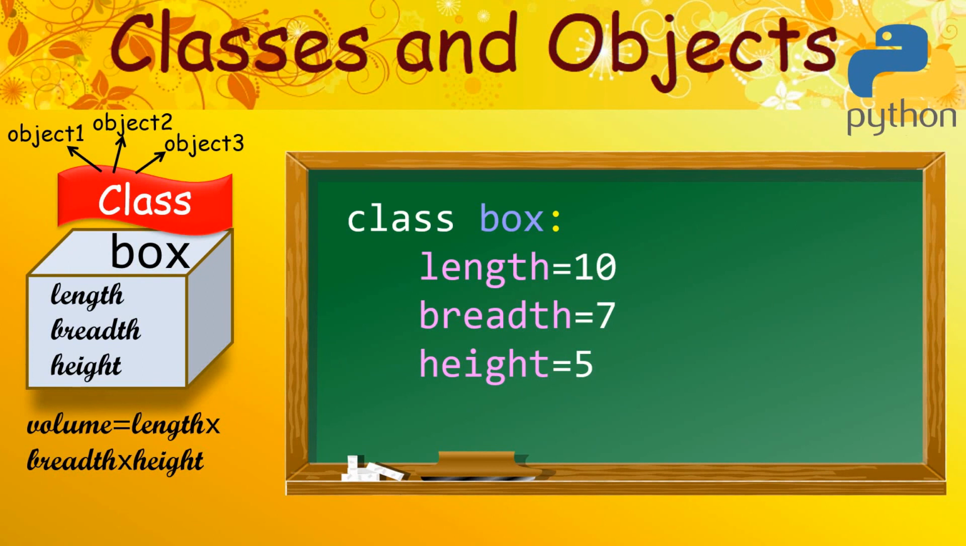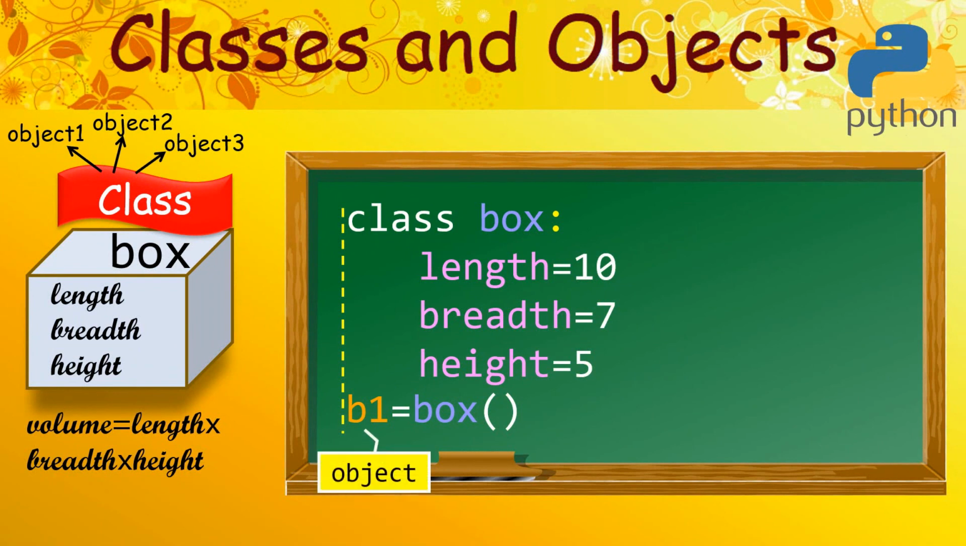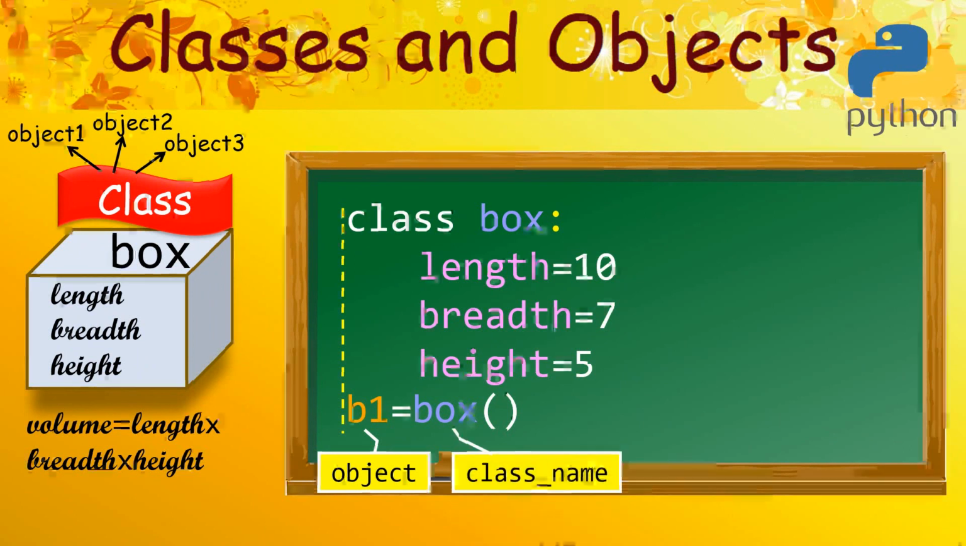To create an object, I will write an assignment statement in the outer indent level as follows. B1 is equal to box parenthesis. Here B1 is my object, box is the class name which I have already defined, and the class name should be followed by a pair of parentheses.